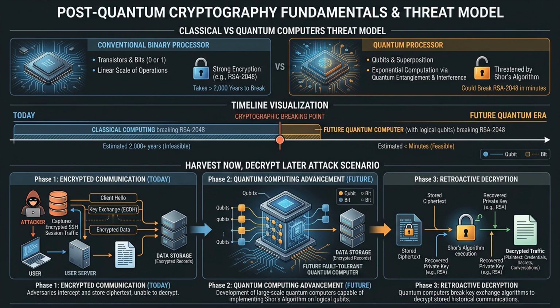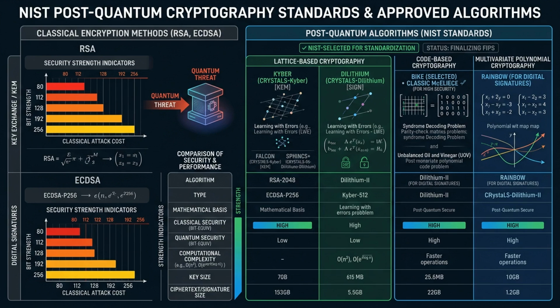Post-quantum cryptography solves this problem. It uses algorithms that quantum computers cannot break. Even with quantum computers, these algorithms remain secure. This is why post-quantum cryptography matters.